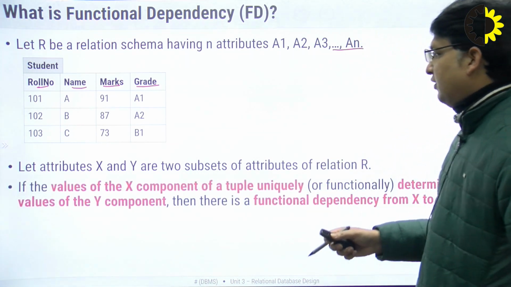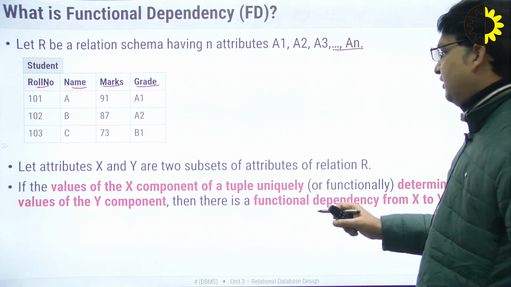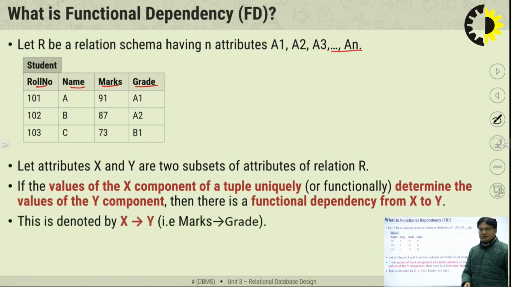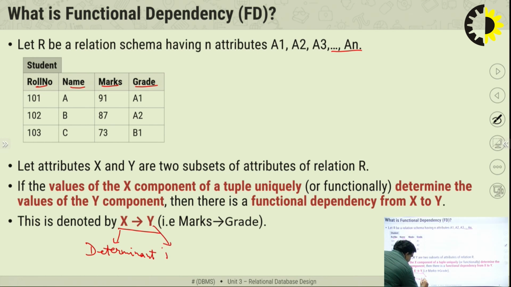If the value of component X of a tuple determines the value of Y, then we say that Y is functionally dependent on X. This is denoted by X determines Y. The X part is known as the determinant and the Y part is known as the dependent.